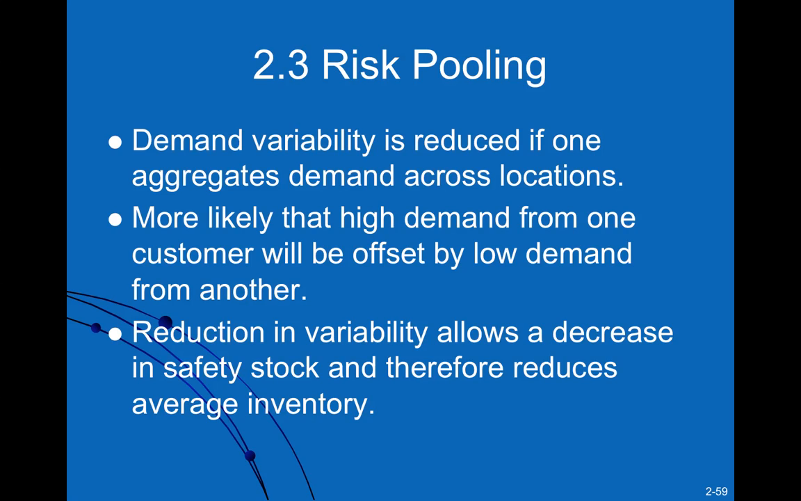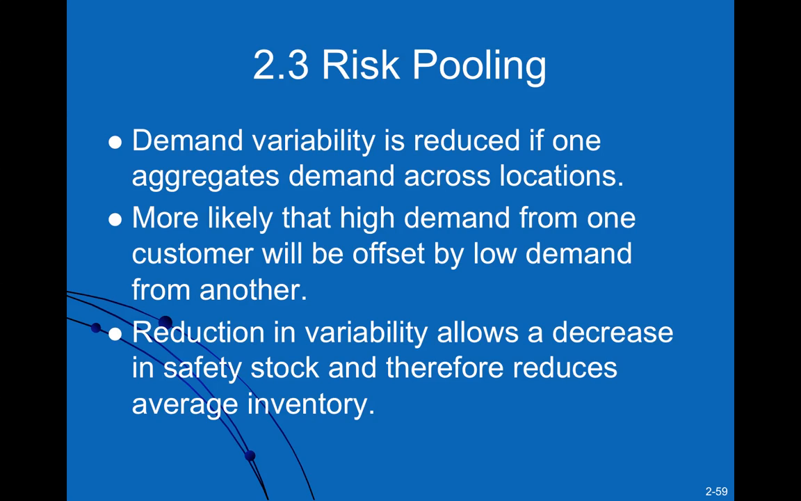So demand variability is reduced if one aggregates demand across locations. For example, if we're thinking about the demand for a product in Sydney, Yarmouth, and say Halifax, if you combine the three demand patterns, you'll get less variability by aggregating them into a single demand. The reason is that the highs and lows of one location might very well offset the highs and lows of another location.